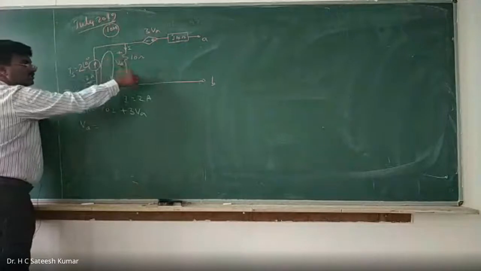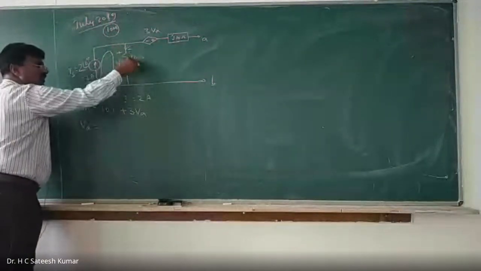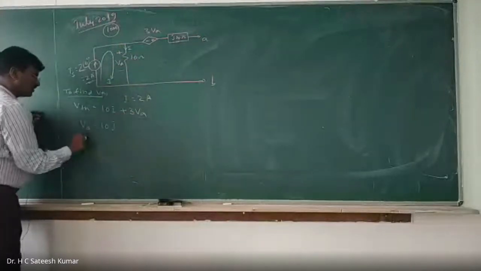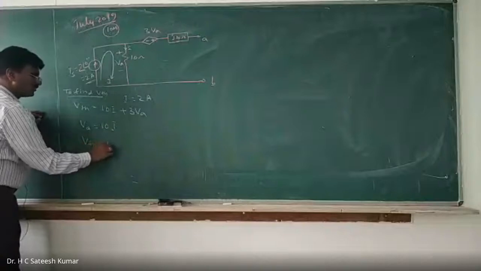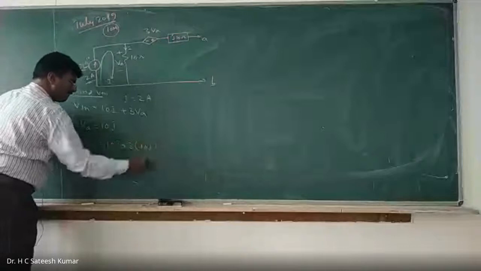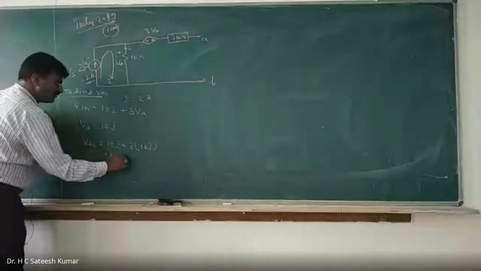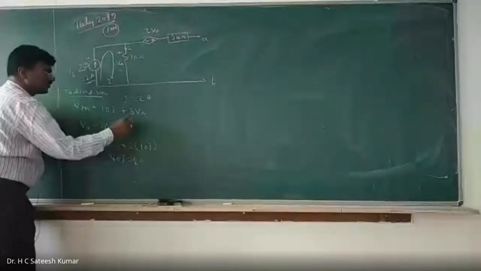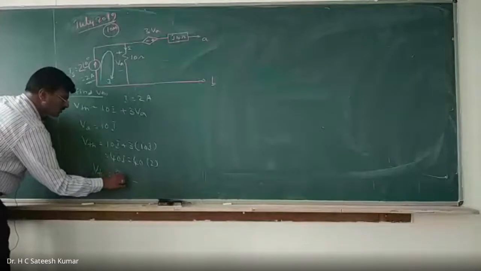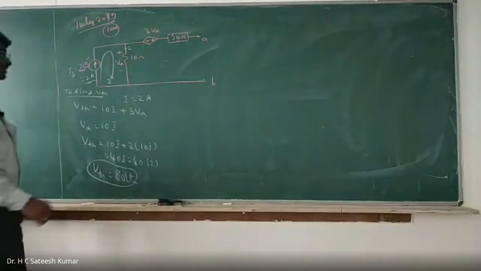If you want to find out this voltage, you have to go from here to here against. Therefore, VA is nothing but 10 into I. Substitute in this equation: VTH is equal to 10I plus 3 into 10I. 10 into 3, 30 plus 10, 40I, which is 40 into 2, so VTH is equal to 80 volts. We got VTH is equal to 80 volts.